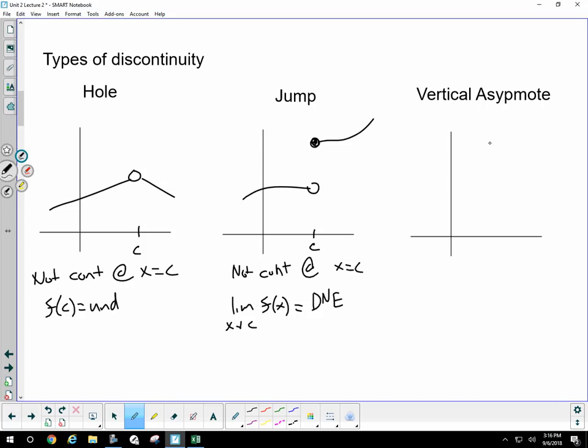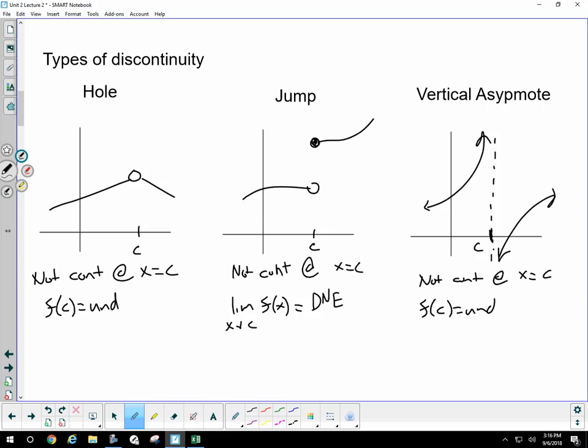And then we have vertical asymptotes. Again, this function is continuous everywhere except for at this one location. Okay, so these discontinuities are just at specific locations. And again, it's not continuous only at C. And in this case, the function value doesn't exist and the limit doesn't exist.